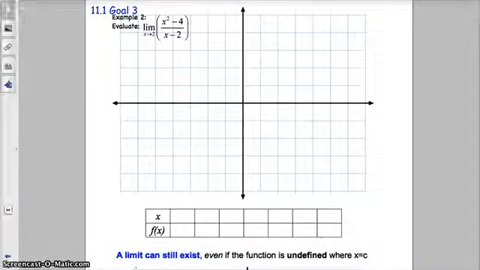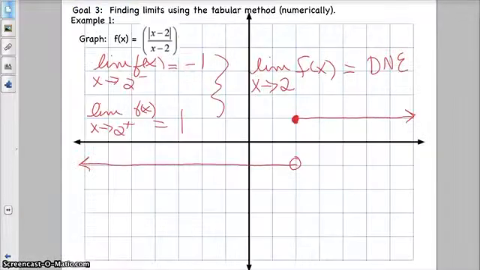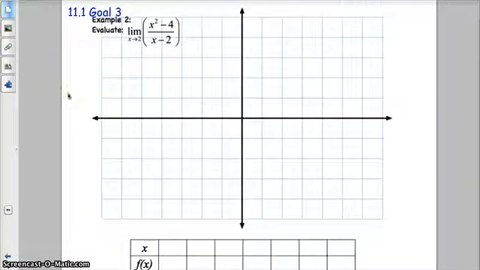This is section 11.1, goal 3, finding limits using the tabular method, or numerically, or using a table. And we're looking at example number 2. It asks us to evaluate the limit as x approaches 2 of x squared minus 4 divided by x minus 2. Okay, so we will type this in our calculator in a moment.